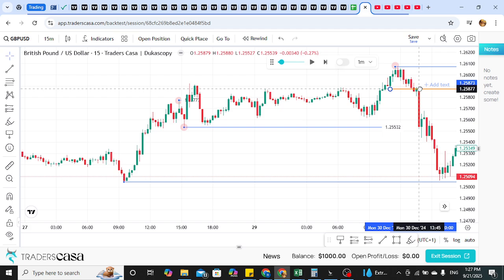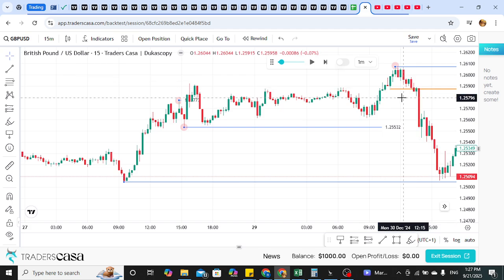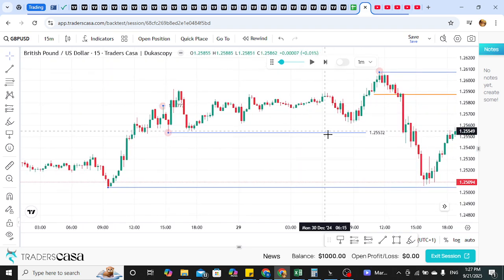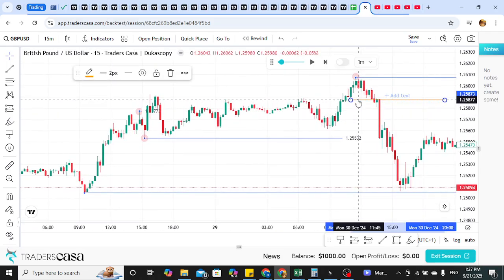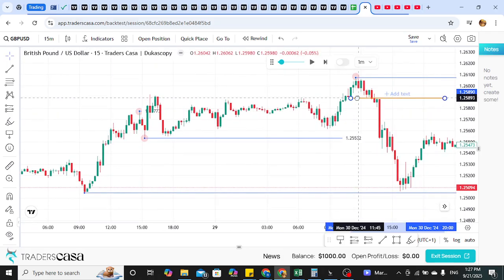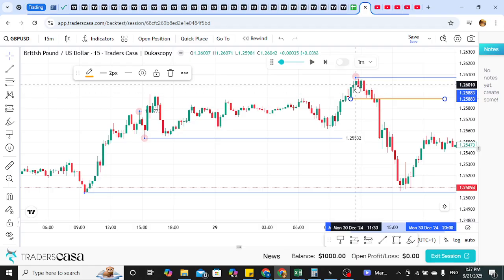Okay. Now this, remember, this is the low of the range. So this is a pullback. And there is no other one before this high. Okay. Now the trend went down and touched the inducement.